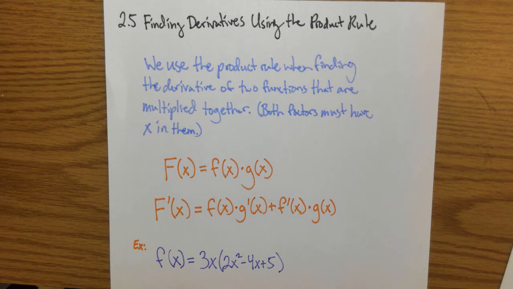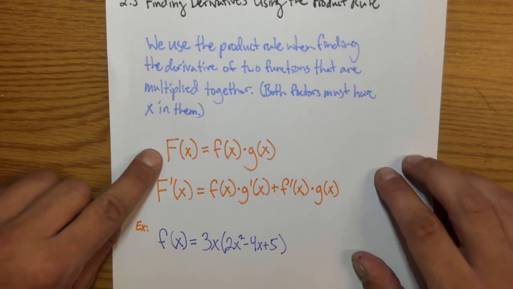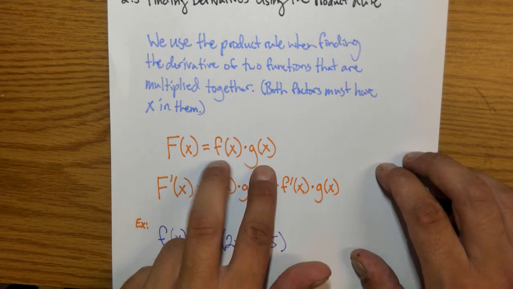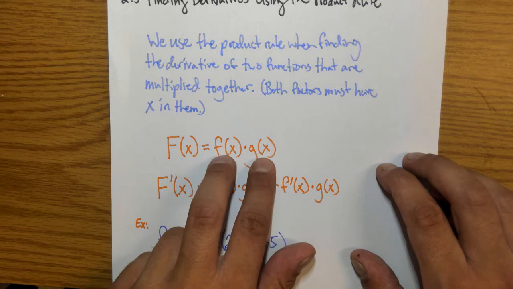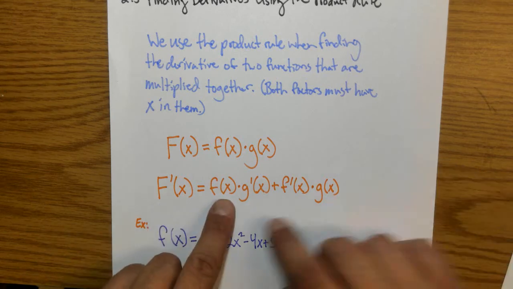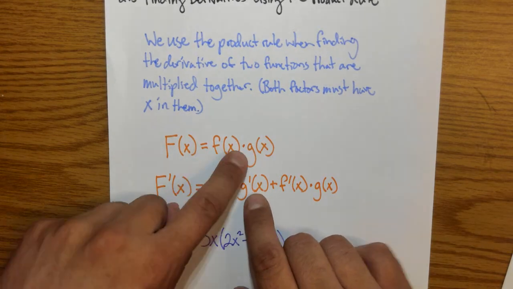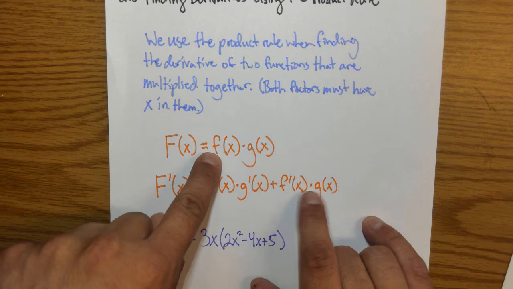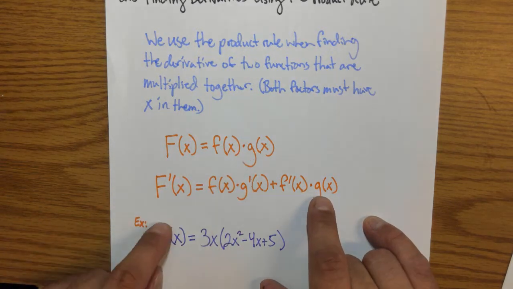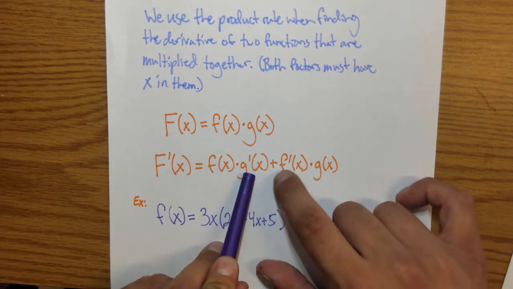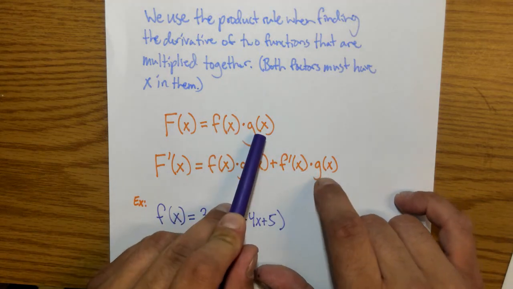So when I say two functions, I mean that both factors must have an x in them. If we have some function, large F of x, is equal to f of x times g of x, two functions multiplied to each other, we have to use the product rule. And that is that large F prime of x is equal to just f of x, and then take the derivative of g of x, plus take the derivative of f of x times just g of x. Okay? So again, just f of x, take the derivative of g of x, plus the derivative of f of x times g of x.